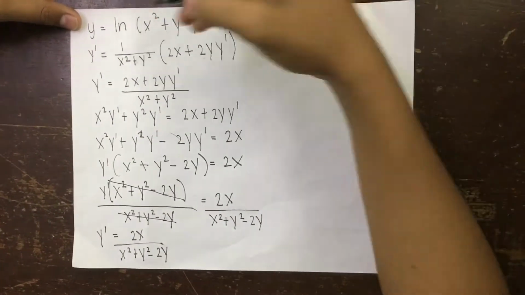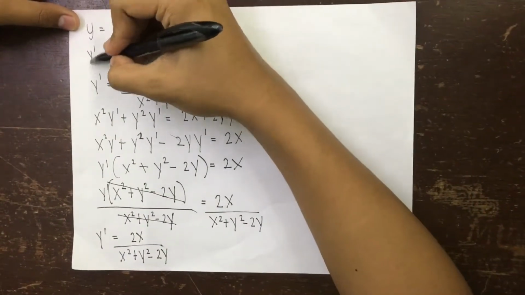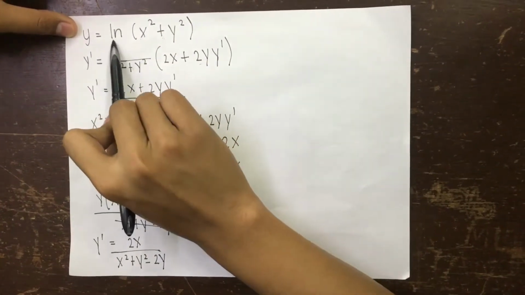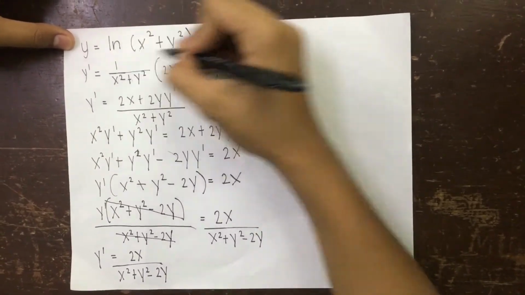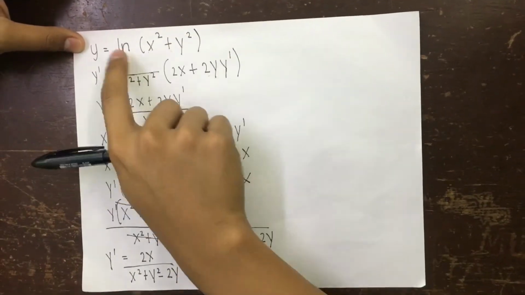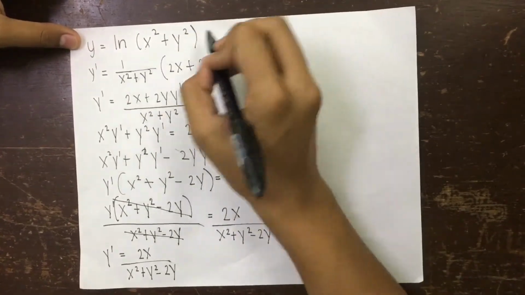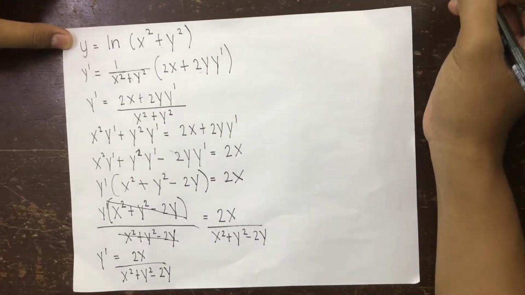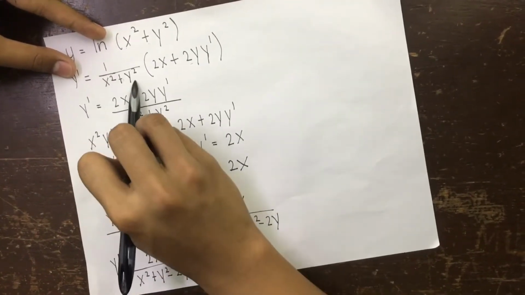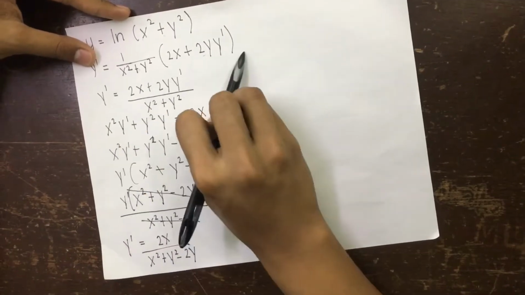Our first step is to get the derivative of each function. So here, y prime equals the derivative of the whole function, which is 1 over x squared plus y squared. Since we have a function inside the function, we'll use the chain rule. So multiply the outside function to the inner function. So this is the derivative of our outside function, and the derivative of our inner function is this one.